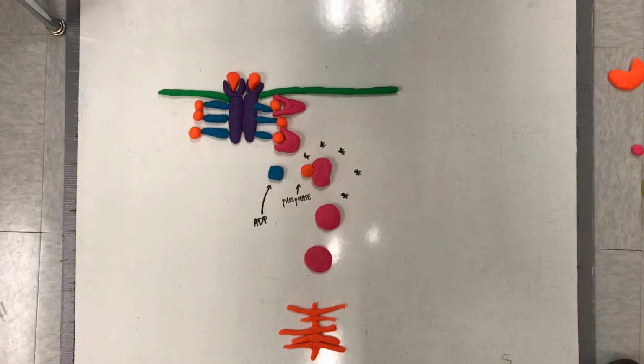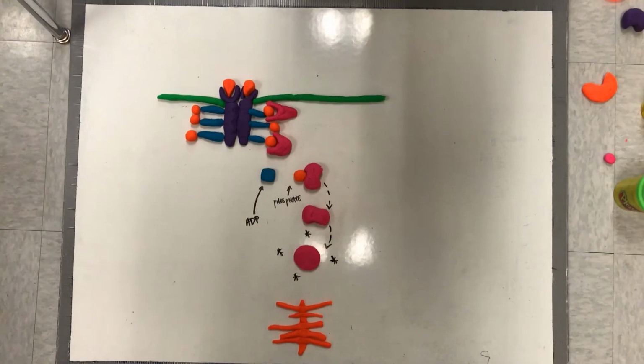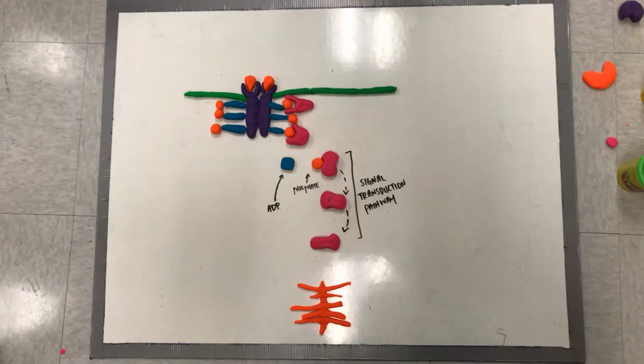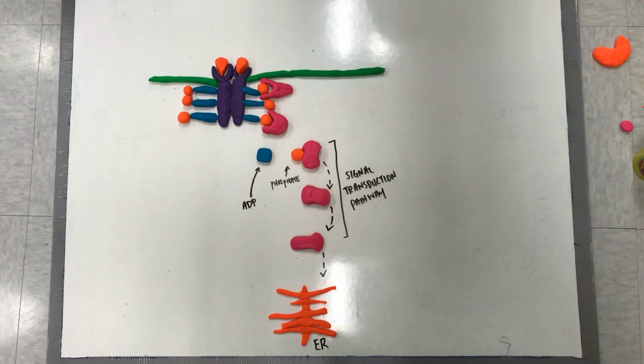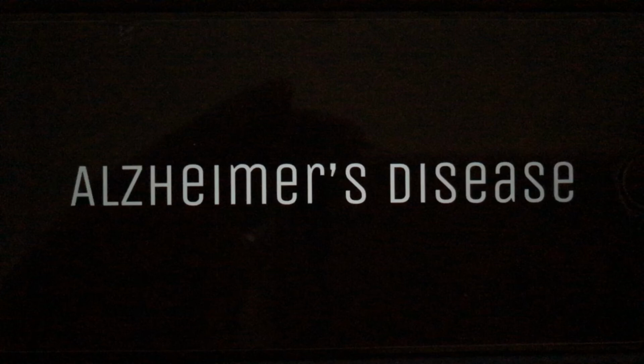Through the addition of a phosphate, the protein shape changes and it becomes more likely to react with other proteins. At the end of this pathway, the cellular response is received and, in this case, calcium ions are released from the ER. That was the second system, the tyrosine kinase receptor.